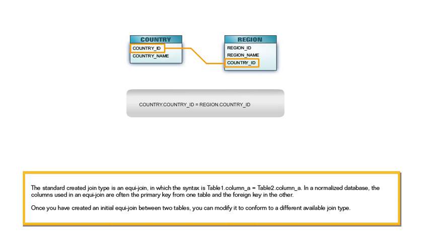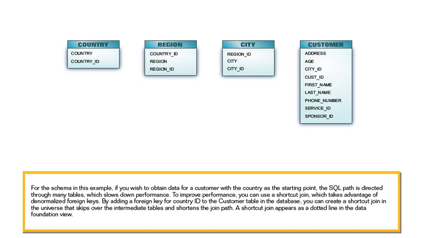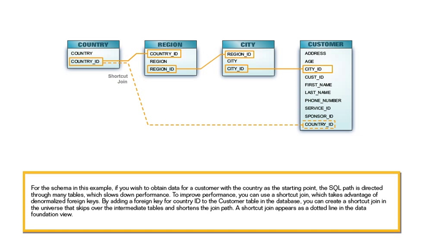For the schema in this example, if you wish to obtain data for a customer with a country as a starting point, the SQL path is directed through many tables, which slows down performance. To improve performance, you can use a shortcut join, which takes advantage of denormalized foreign keys. By adding a foreign key for country ID to the customer table in the database, you can create a shortcut join in the universe that skips over the intermediate tables and shortens the join path. A shortcut join appears as a dotted line in the data foundation view.